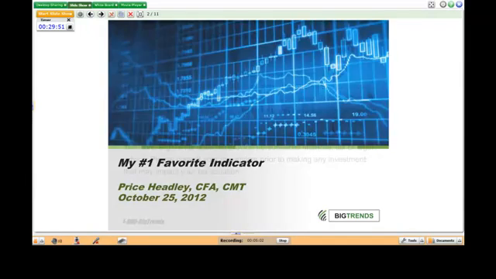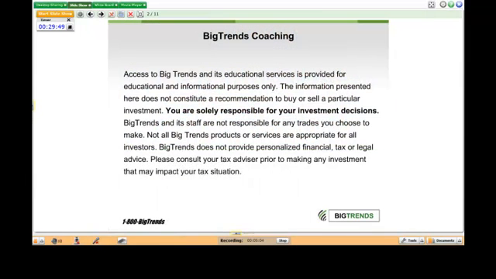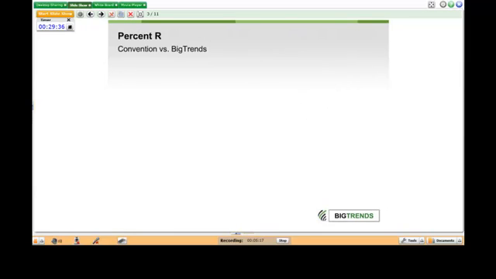My favorite number one indicator, of course, everything we talk about here in these sessions is geared for your information and education only. The bottom line is, you're responsible for your investment results, and our job is to get you a little more clear way that you can trade the markets.